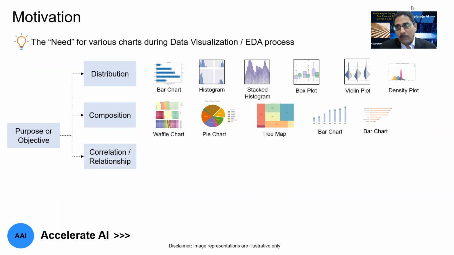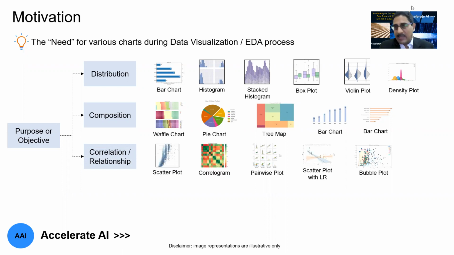Next, the correlation or relationship. When we are trying to develop that between variables, then we can probably use scatterplot, correlogram or heat map kind of a chart, pairwise plot, scatter plot with logistic linear regression, bubble plot when there are more than two variables. Two variables is for the scatter plot and so on.